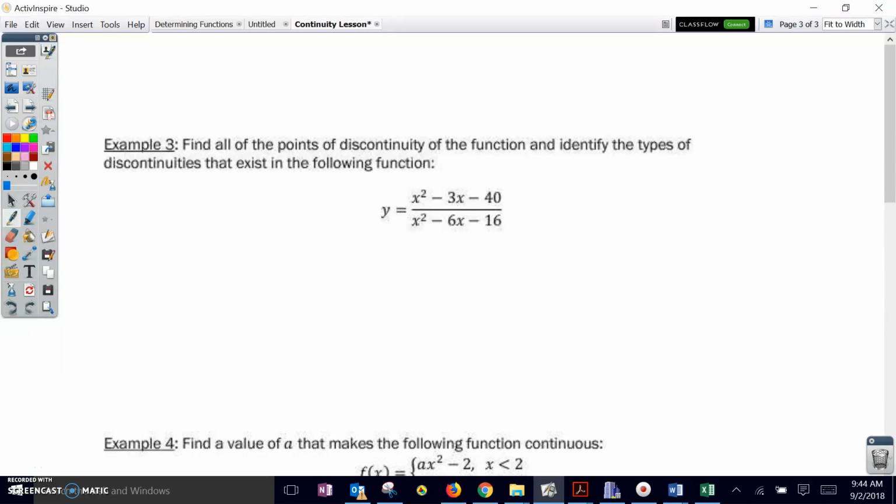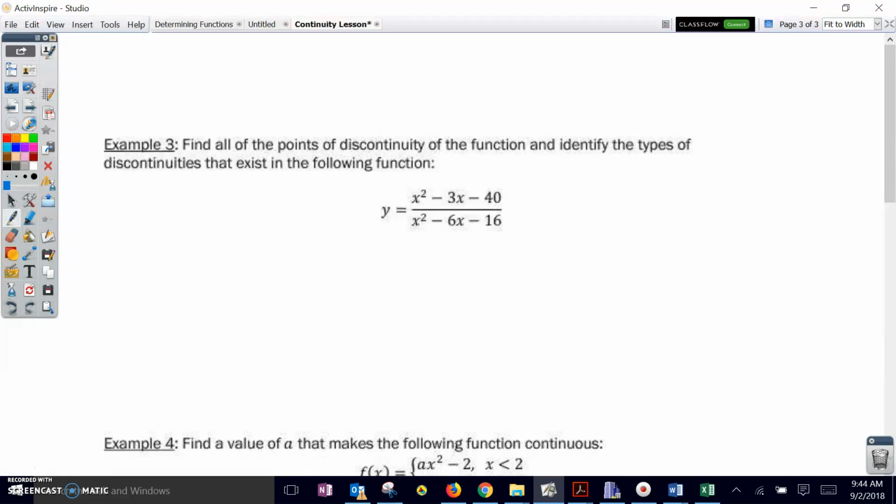Alright, hopefully before you're looking at this example, you've looked at the different types of discontinuities that we have and their various characteristics. You should be familiar with the removable discontinuity, the jump discontinuity, and the infinite discontinuity, which up till now you've always known as vertical asymptote, as those are the kinds of discontinuities that we typically encounter in functions.